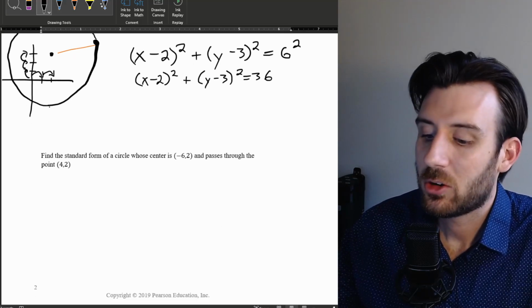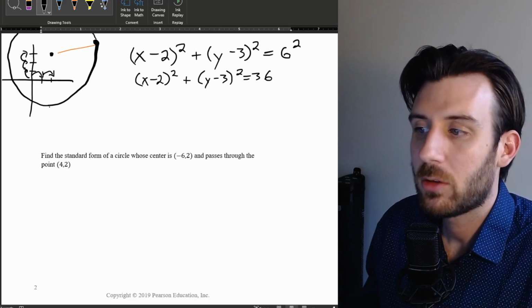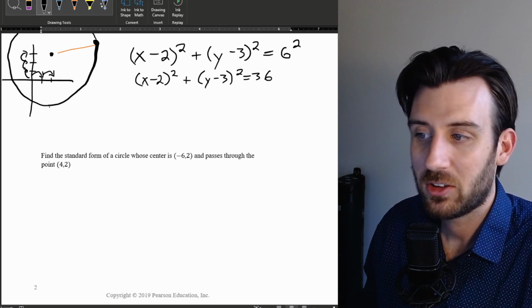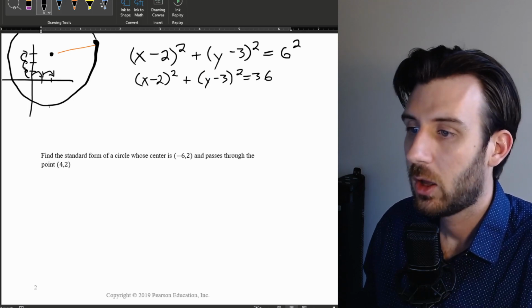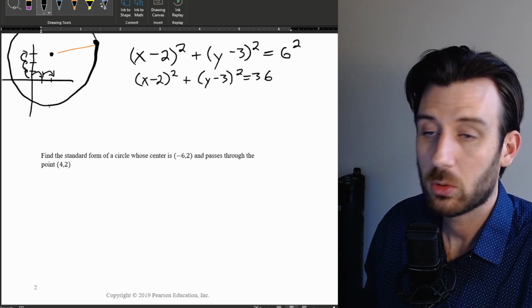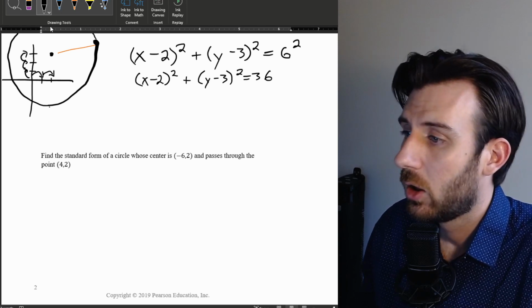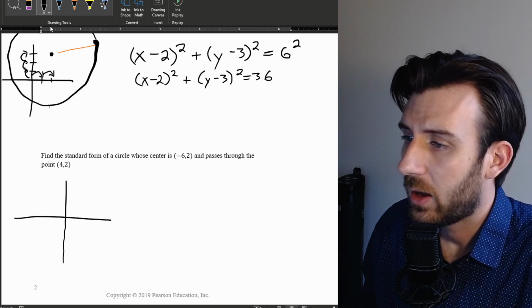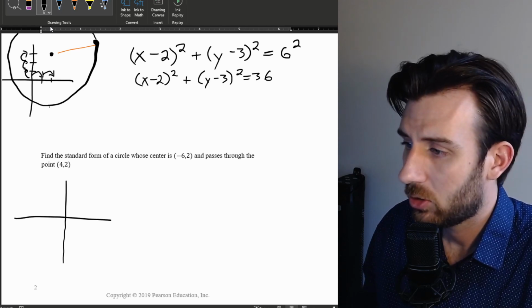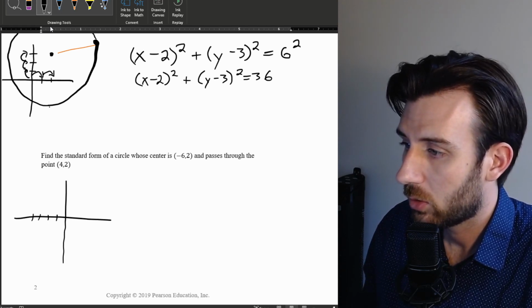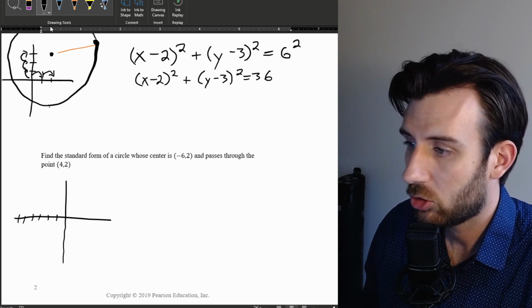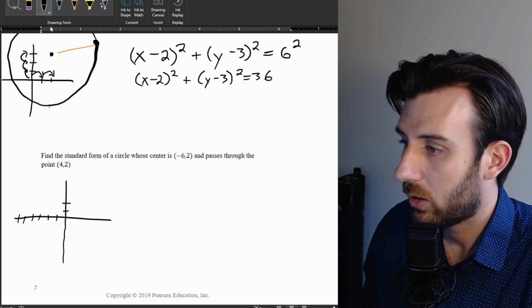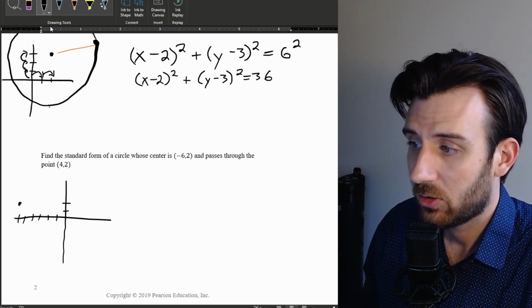So let's see what we can do to solve some of these other puzzles. Find a standard format of a circle whose center is at (-6, 2), and it passes through the point (4, 2). Ooh, now that's a fun riddle. Let's play. We are going to make a coordinate system. I am going to put the center at (-6, 2). That's -1, 2, 3, 4, 5, and -6. I need to go 2 high, 1 and 2. All right, so this is where the center is.